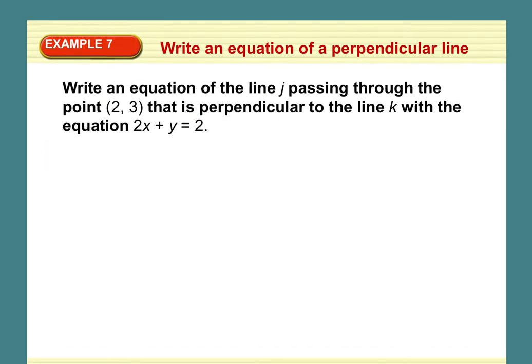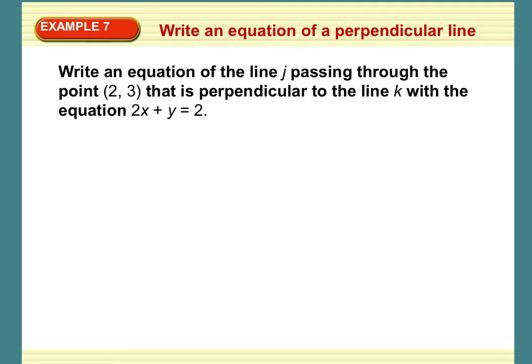All right, example 7 says write the equation of a line J passing through the point 2, 3 that is perpendicular to line K with the equation 2x plus y equals 2. So I start with the point. I know my point, right? But what's the slope of that line? -2. Good. And how did you get there?